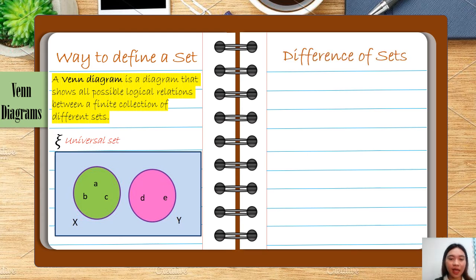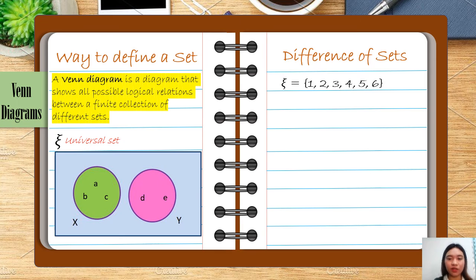Given sets X and Y, in X we have A, B, and C, and in Y we have D and E. The two sets do not contain any common element, so we say that the two sets are disjoint sets. So set X and set Y are disjoint sets.